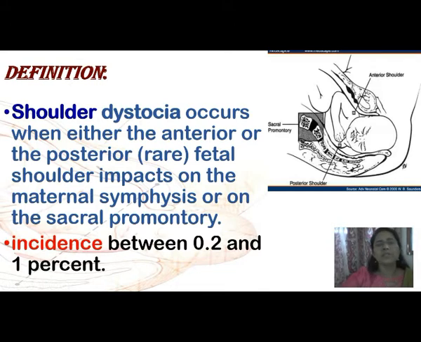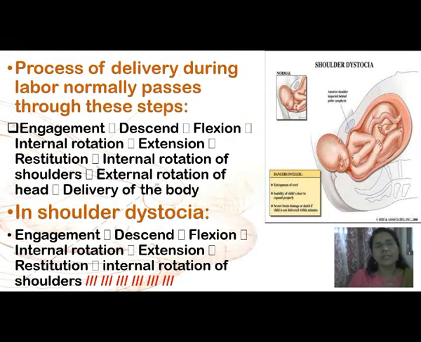The incidence of shoulder dystocia is between 0.2% and 1%. Let's see about shoulder dystocia in detail. The process of delivery during labor normally passes through these steps. You already studied in normal labor: engagement, descent, flexion, internal rotation, extension, restitution, internal rotation of the shoulder, external rotation of the head, and delivery of the head. That is the normal process of delivery, or the steps that occur in normal delivery.